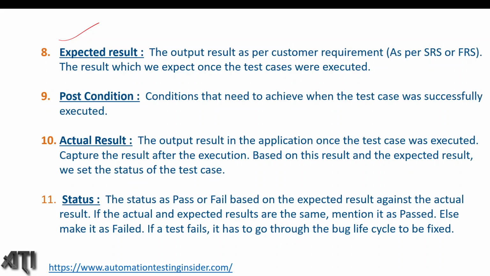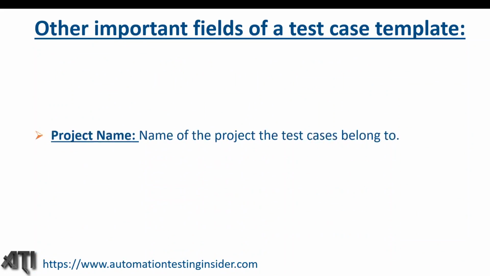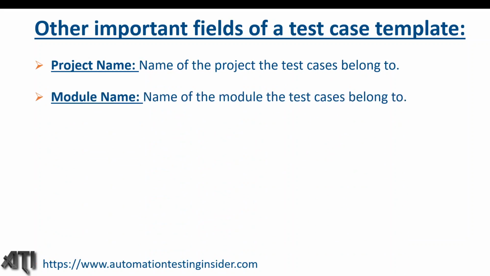Status, the status as pass or fail based on expected result against the actual result. Okay guys, if the actual and expected results are the same, mention it as passed, which we have discussed, else make it as failed. And if a test fails, it has to go through the bug life cycle to be fixed, which we'll discuss in coming videos. Other important fields of the test case template: we have project name, which we have seen in the test case format.